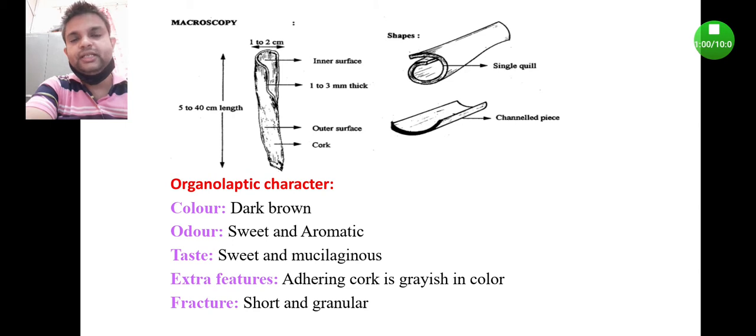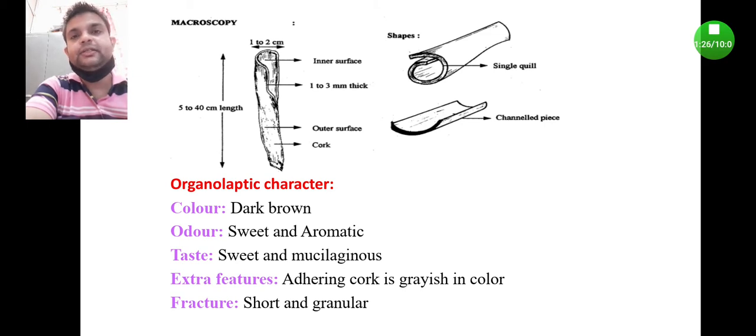So the outermost layer of the raw bark when collected is grayish in color. It is due to the presence of adhering cork. The fracture means if we break it, then it is easily breakable. It is short and granular. So shape, already I mentioned, is either single quill or channel piece.